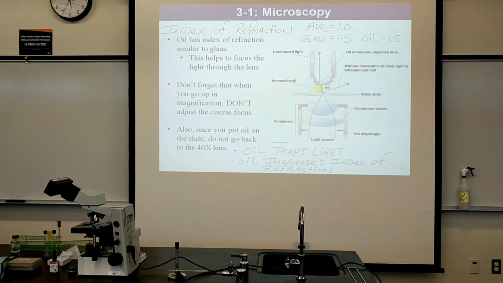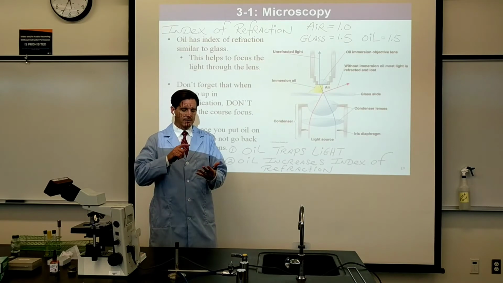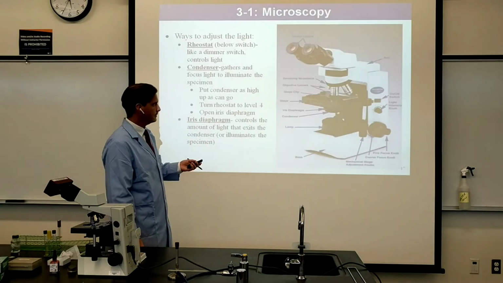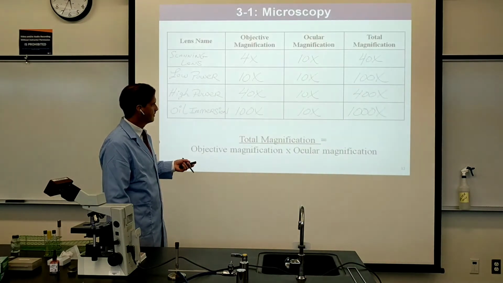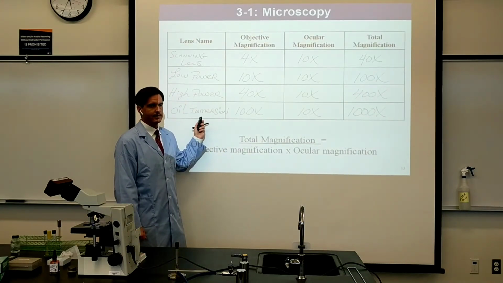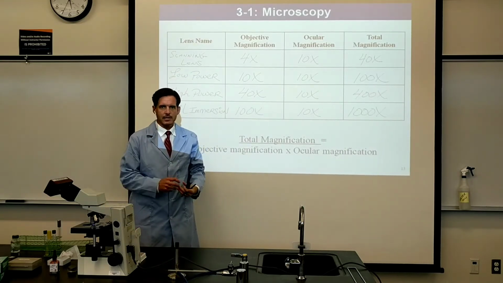Okay, so those are two big points about oil and why it's necessary. But it's only used for the highest level of magnification. We never use oil on the other three lenses. So going back a few slides, when we look at this table, the only lens that actually gets wet is the oil immersion lens. If you get any of these other lenses wet by accident, you always have to clean them off.